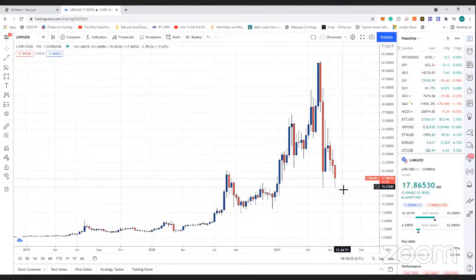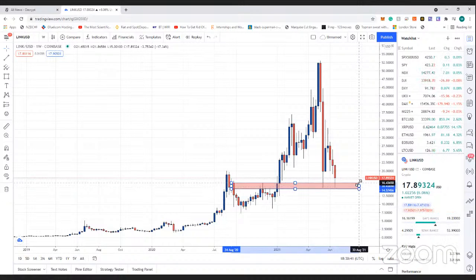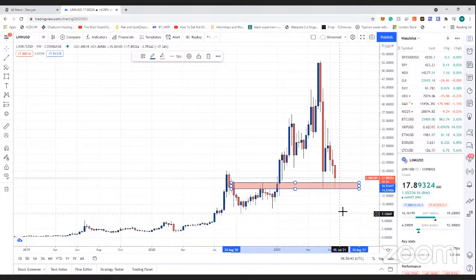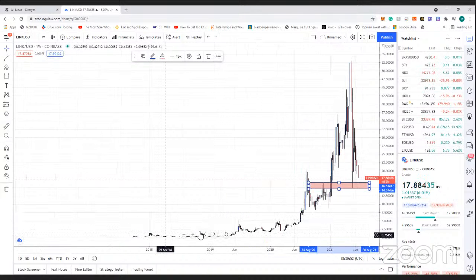Okay, we have some equal lows right here, so I'm expecting the price to go beneath 14.8. Where the price is at the moment on the weekly is in this price gap here. This is where the price is holding. If we get a break beneath here, then I'm expecting Link to give us $12.50 at least. And if it wants to push any lower, I expect it to get around $10. Looking at the price structure here, we have a lot stronger price action moving forward.